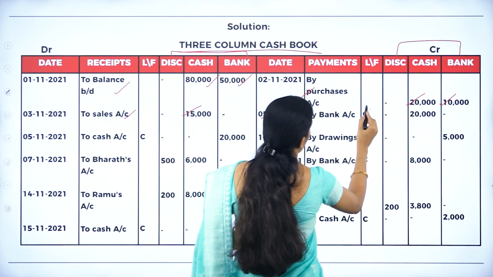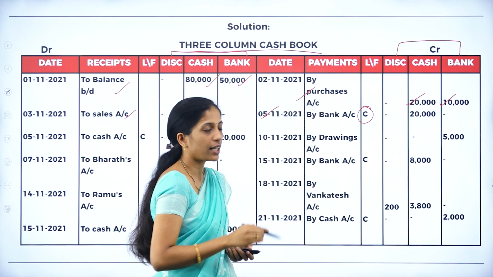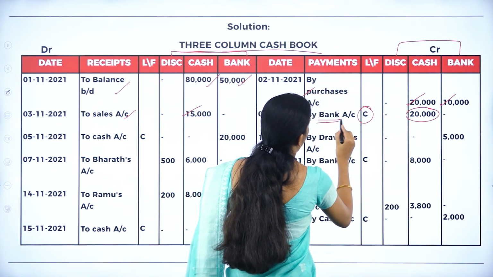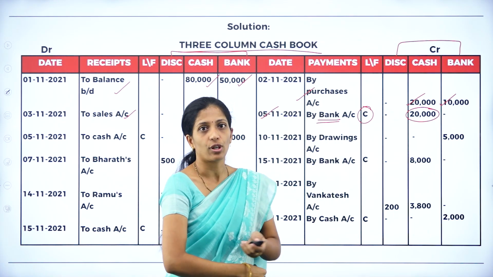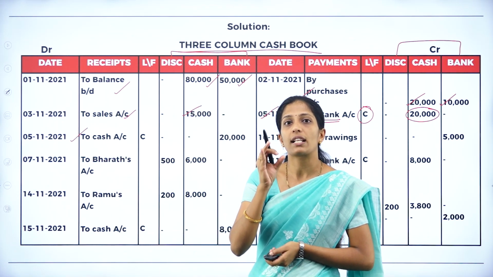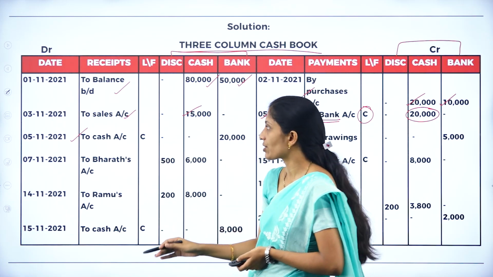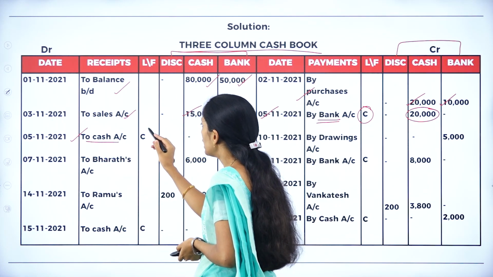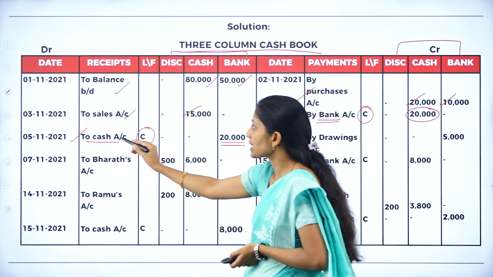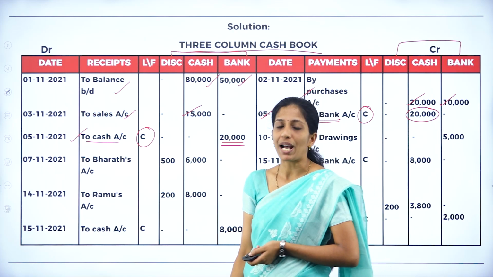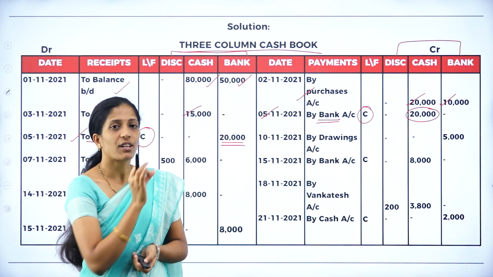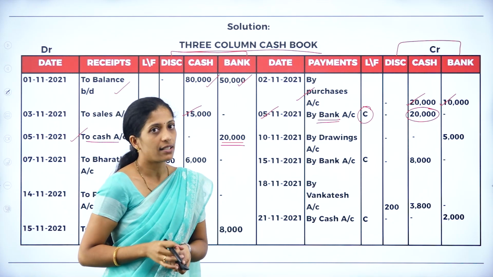5/11/2021, by bank account, indicate by the letter C, contra entry, and you have to write the amount in the cash column. So you have to be careful. When it is bank, you have to record the amount in the cash column. In the same way, on the same day, since it is a contra entry, you will record the entry on both sides, debit and credit side. So here you will write to cash account, indicate by the letter C, then you will write the amount in the bank column. If it is cash, you have to write the amount in the bank column. So this is about contra entry. Very important. It carries 2 marks because on each side you will have 1 entry each.